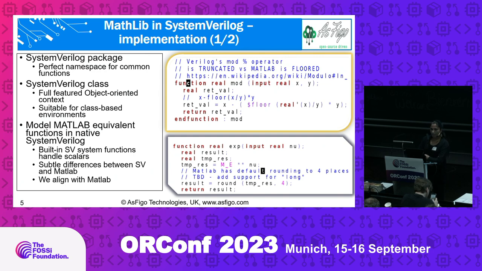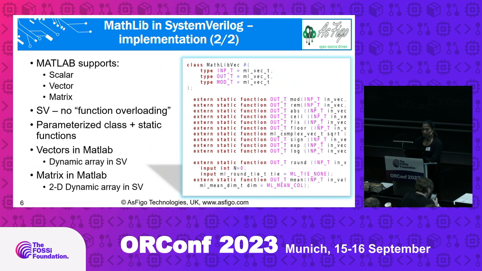There is a subtle difference between a scalar and a MATLAB. We align a MATLAB that is 100% compatible to the MATLAB that we are using in SystemVerilog. We have extended the MATLAB support from scalar to vector and also to matrix. In scalar, it's much easier, whereas the vector is pretty solid and robust, and it has been well tested and is being used in customer designs.